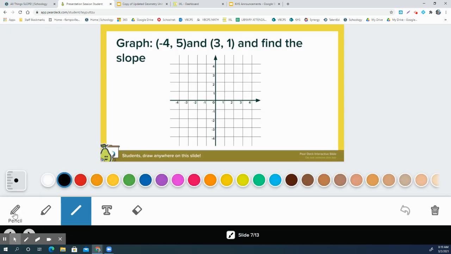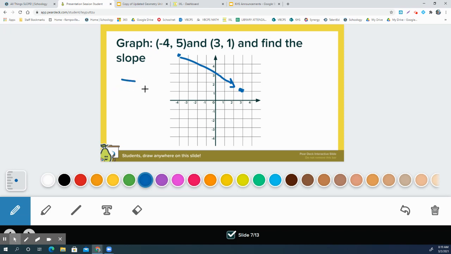What do we get for this one? Anybody got an answer? -4, +5 is kind of off our grid up here. 3, 1. Is it going to be a positive slope or a negative slope? It is a negative slope, so we already know it's going to be negative. We can predict that. My final answer is going to be negative.